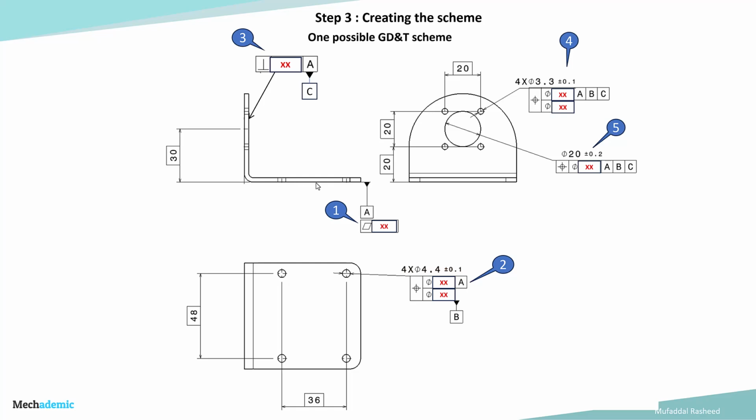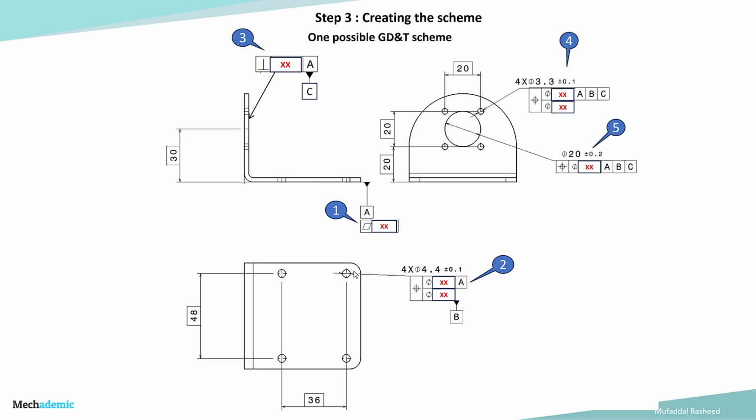If it is a high precision part, of course, then additional operations will be required to make this surface flat, to ensure that the resting surface of the bracket is flat. So flatness control is a very important geometrical control over here, and this is the primary datum feature A, which is the bottom surface, the surface on which the bracket is resting.